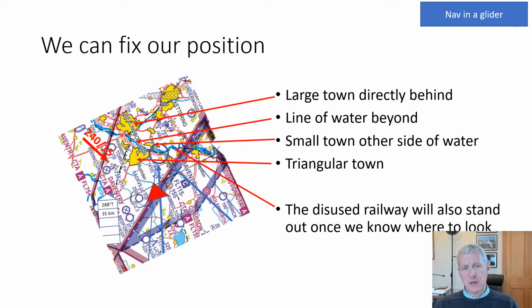And actually we can see a disused rail line here on the map, and if we look hard as we get closer, we can find the trees that often run along a railway line. So those things will allow us to position ourselves about here on this map.